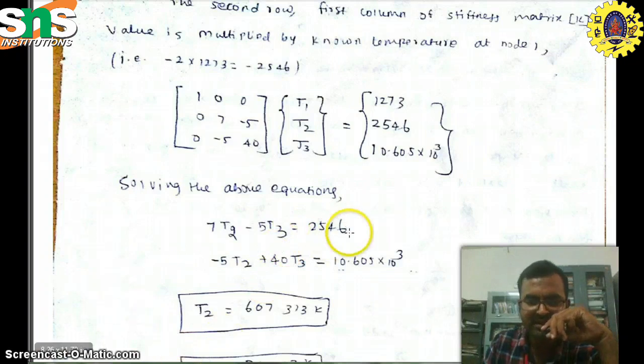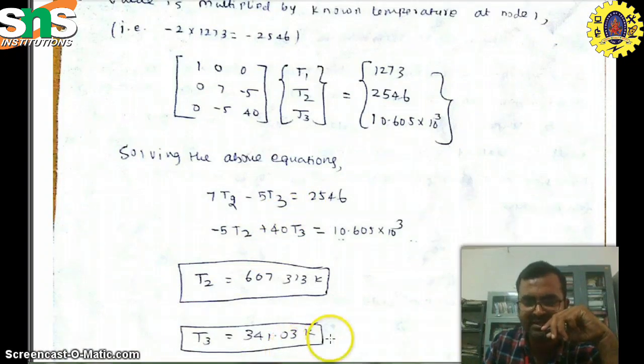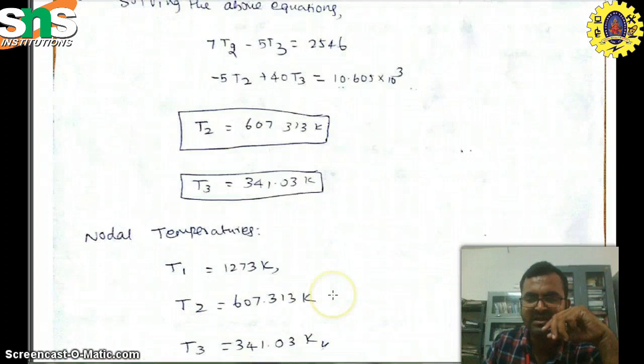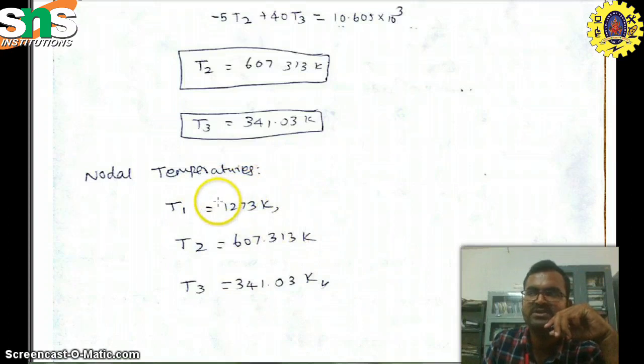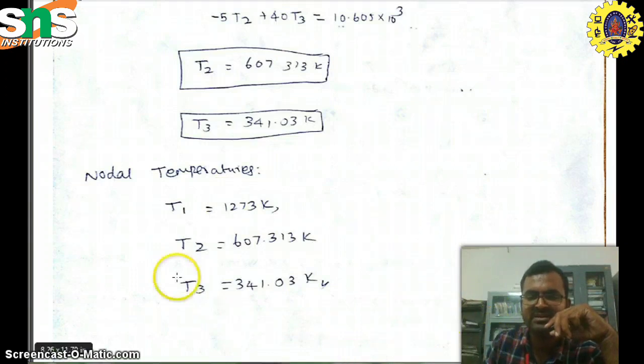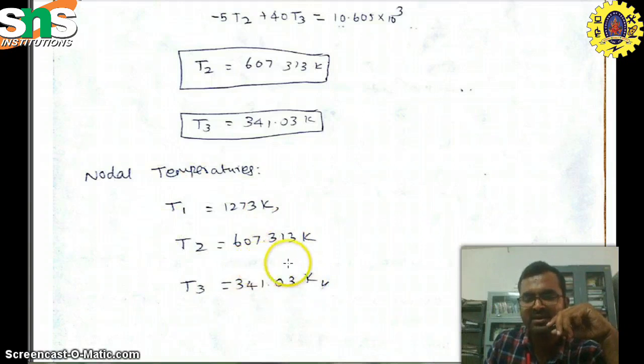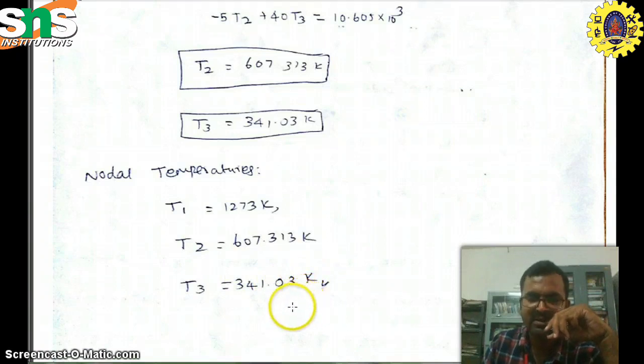We get the T3 value as 341.03 Kelvin. After that we substitute this T3 value in any equation to get the T2 value, which is 607.313 Kelvin. So our nodal temperature gradually decreases. The initial temperature value is 1273 Kelvin. After that, with free end convection, it gradually reduces. So the second nodal temperature is 607 and the third nodal temperature is 341. So this is the way we have to solve the heat transfer problem.